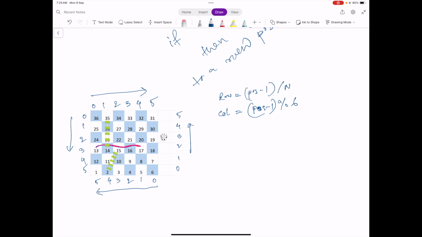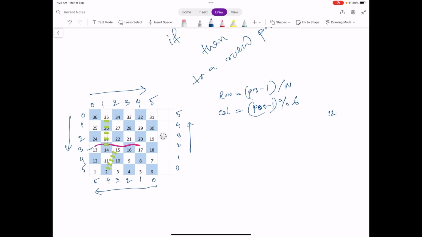Now over here, the board is laid out in the boustrophedon way. From the bottom row, it goes 1 to 6, from left to right. On the second row from the bottom, it goes from right to left, and on the third row it is from left to right again. So let's say we need to get the row and column number for 12. The row and column number for 12 will be 4 and 0. This we need to find out.